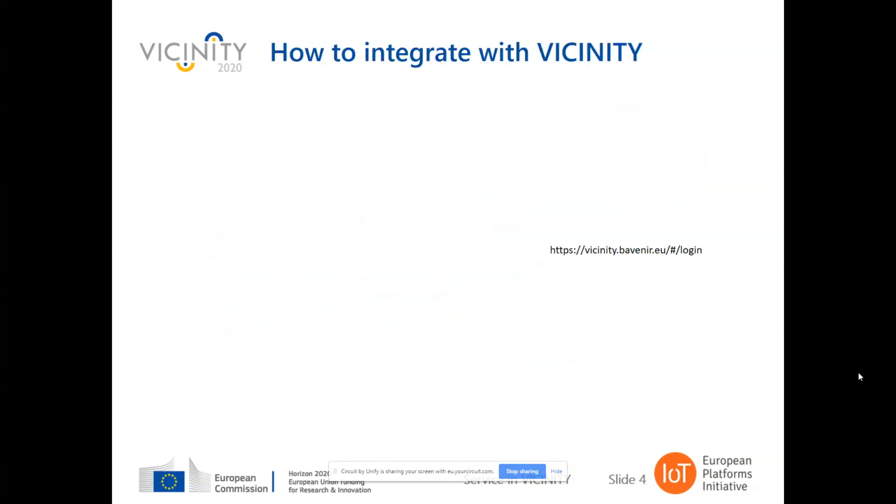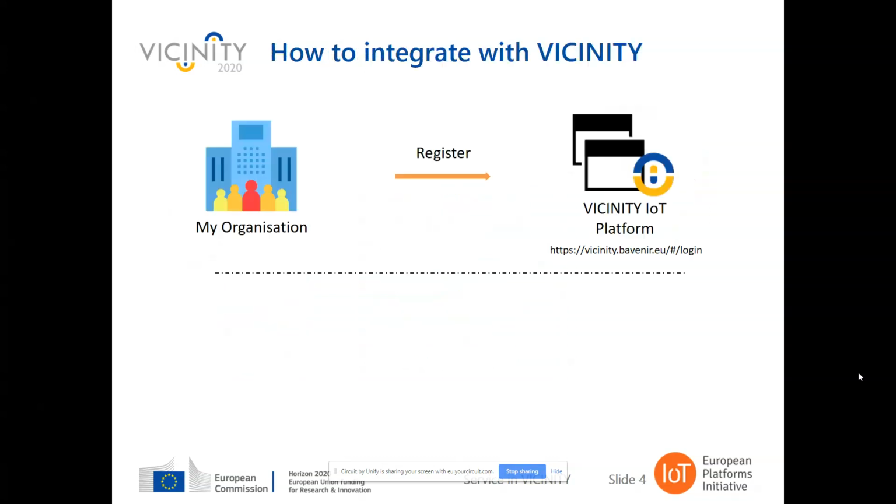So, how to integrate into Vicinity? The first step is, as Victor has said, to integrate your organization. Register your organization into the Vicinity IoT platform. This is the neighborhood manager that Victor has mentioned, and that is the first step: give some information about your organization and register it into the platform.